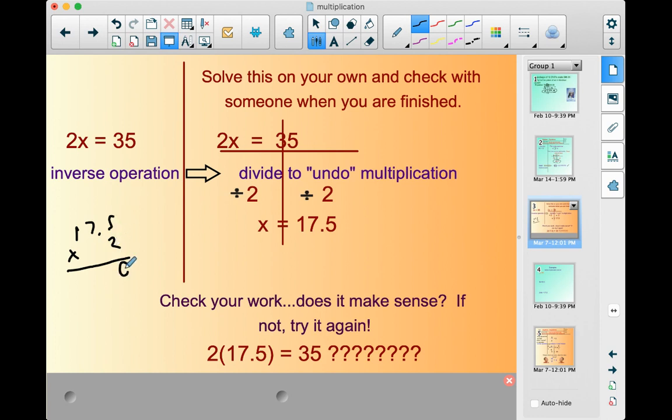5 times 2 is 10. Carry the 1. It's a 0. 7 times 2 is 14, plus 1 is 15. Carry the 1. 2 times 1 is 2, plus 1 is 3. For the decimal point, I have 1 digit after a decimal point right here. So I need 1 digit after the decimal point in my answer. I get 35.0, which is the same thing as 35. So it does work.